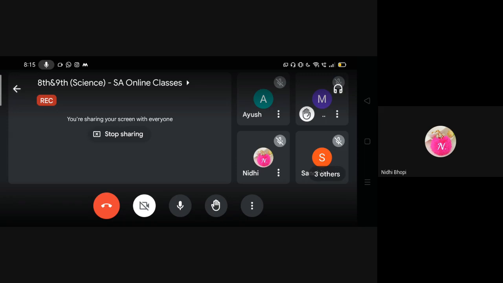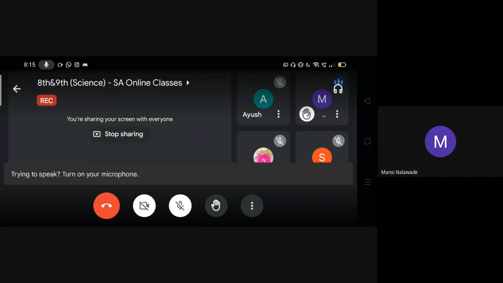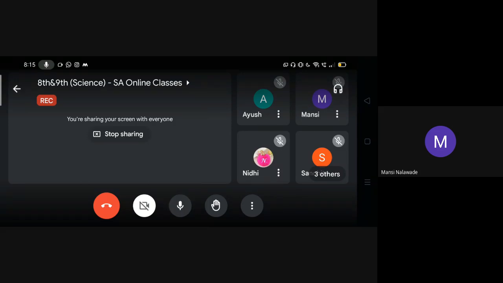Mansi? The reflection of light from a smooth surface is called regular reflection. Reflection from a rough surface is called irregular reflection. The angles of incidence and reflection are the same for all parallel rays falling on the surface. The angles of incidence for all parallel rays are not equal. Okay.